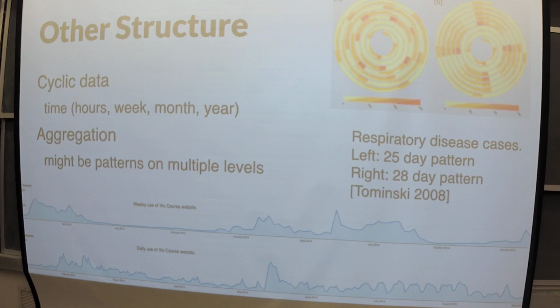We also have other structures in data. For example, whenever we talk about time, we often talk about some kinds of cycles, right? For example, if you talk about human activity, we usually have a yearly cycle. We also have a weekly cycle, or a daily cycle in some ways. So here is an example that shows respiratory disease cases on a circular layout.